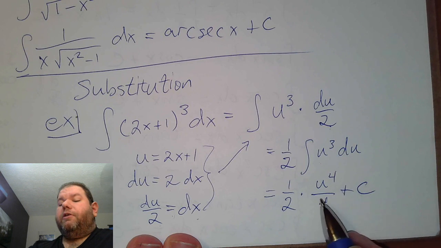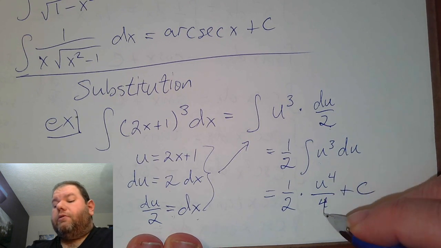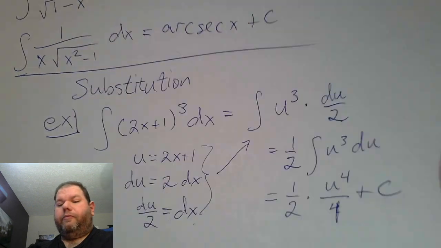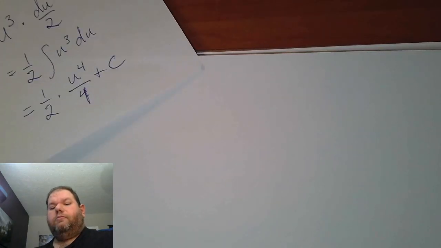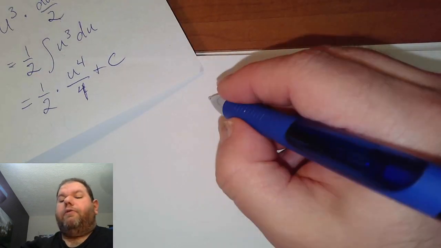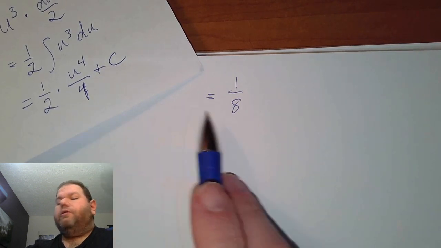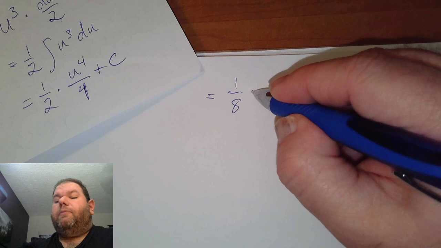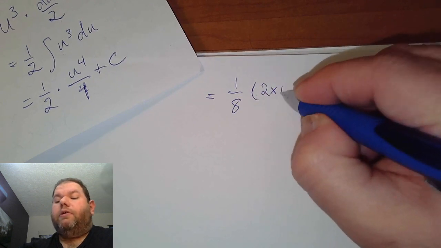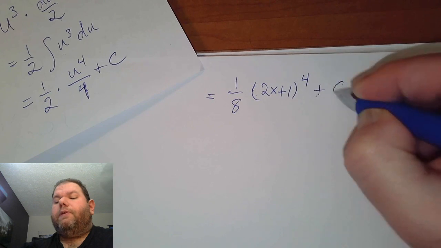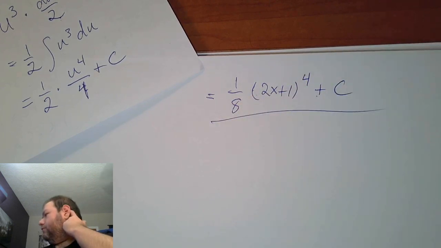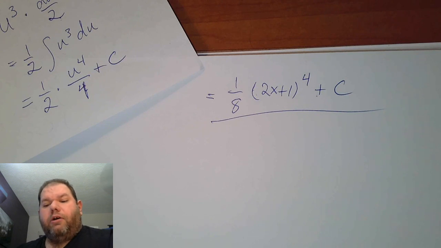So u to the third becomes u to the fourth over 4. And so that's going to give us 1/8. If we multiply the 2 and the 4 together, that means 8, times u, which is 2x plus 1 to the fourth, plus c. And that would be our integral in this case for that original expression.